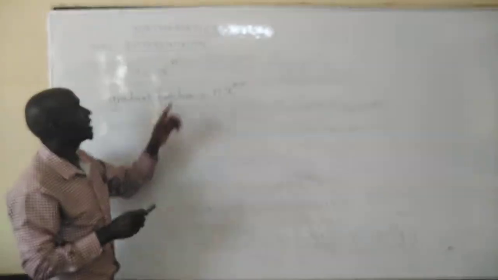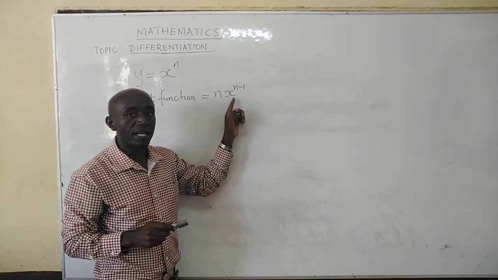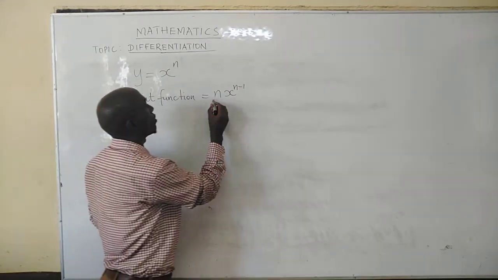or reduce the power by 1. Initially the power is n, now it is n minus 1. So basically, or generally, this is how we find the gradient function of a curve which has this form of an equation. For example, I want to give you examples now. Let's say we have a curve y is equal to x squared or x power 2.